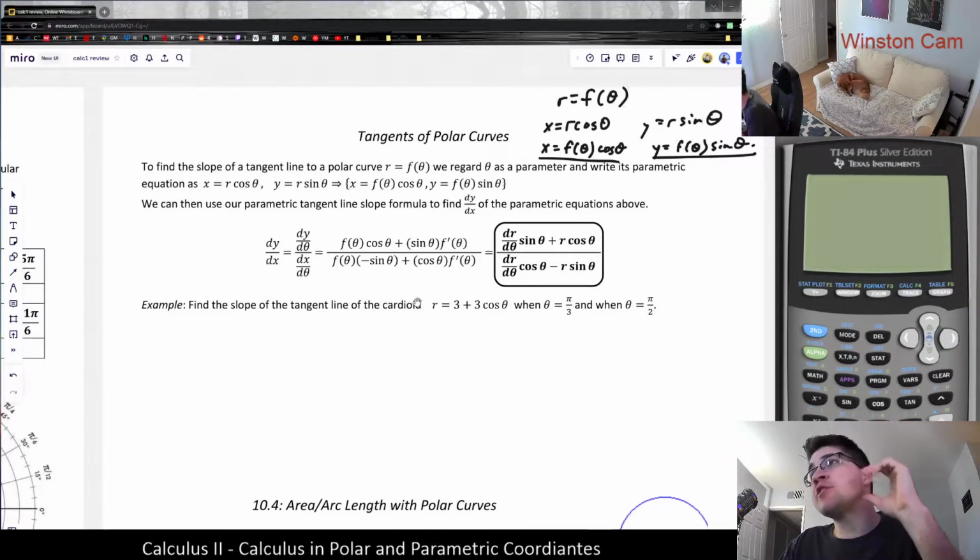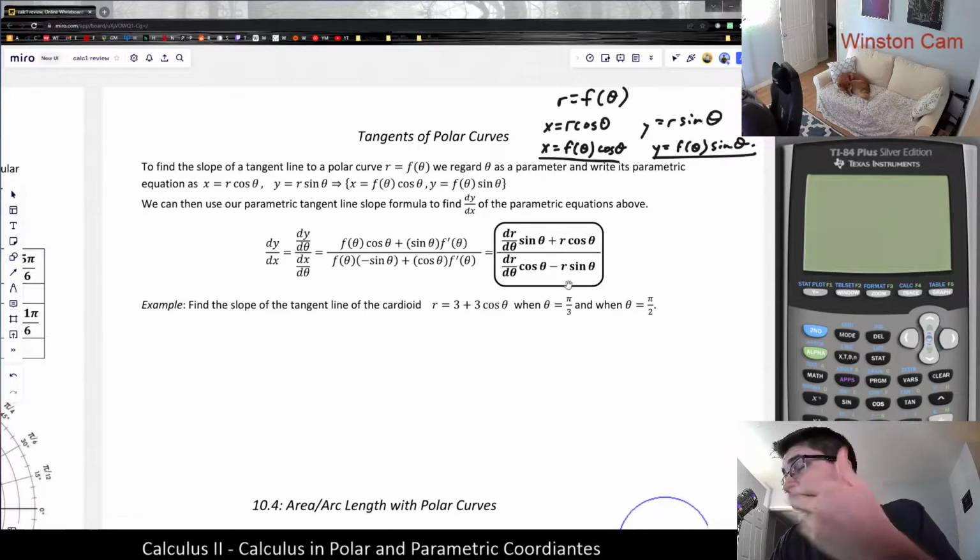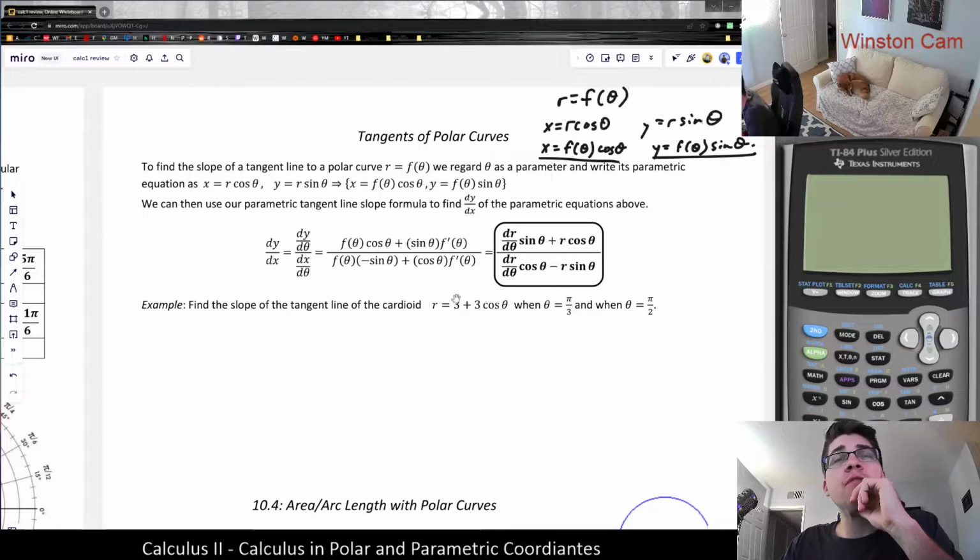So let's say, for example, we wanted to find the slope of the cardioid 3 plus 3 cosine theta. Again, we would do it positionally. We're trying to say, well, what position are we at? Just like with a function, we use x. With a parametric equation, we use t. With a polar equation, theta basically tells us where we're at on the polar curve.